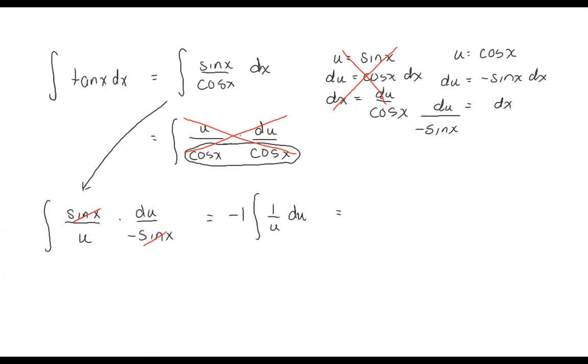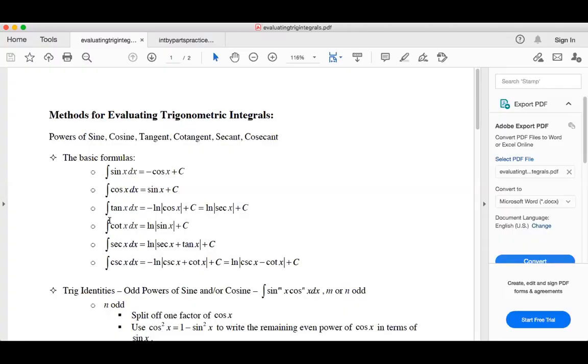And then the integral of 1 over u was natural log of u. So minus natural log of u plus c, or minus ln cosine x plus c. And if I go back and share from the other place, let's see that one. That is that first formula.